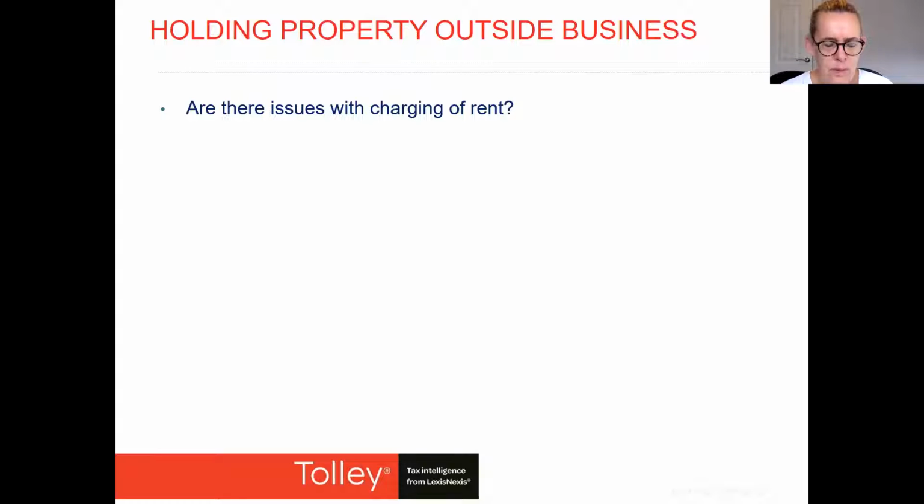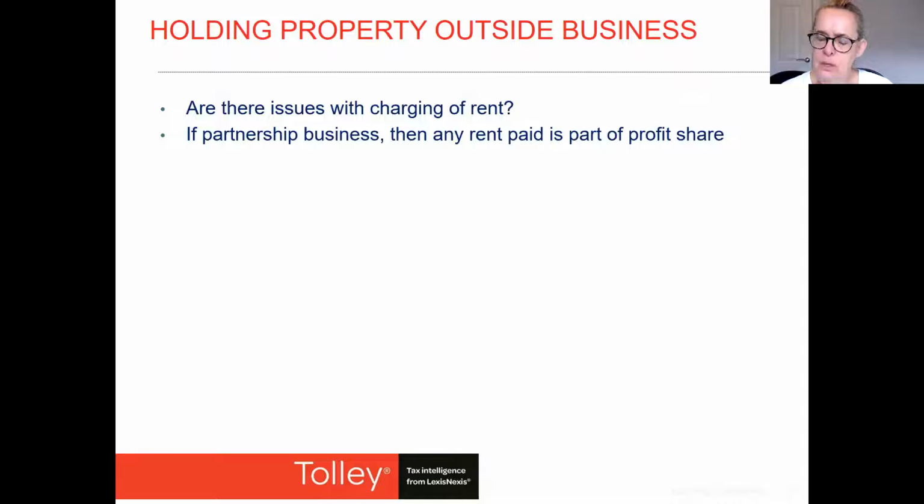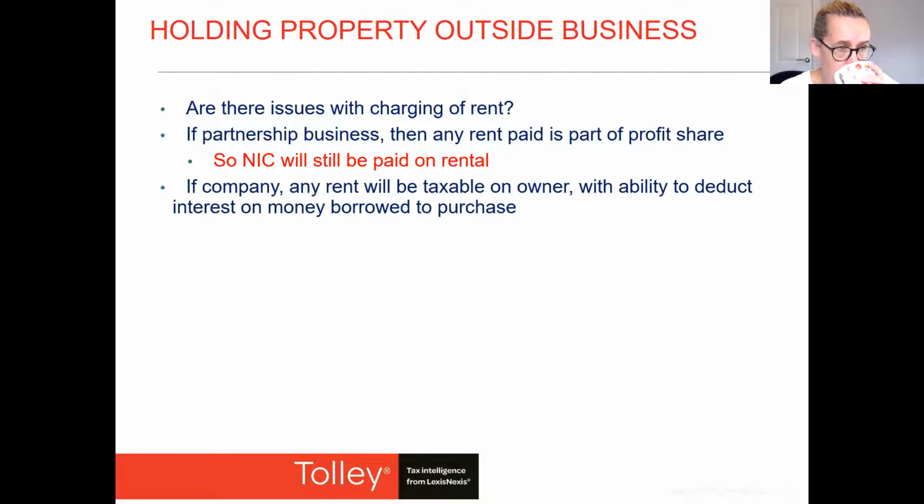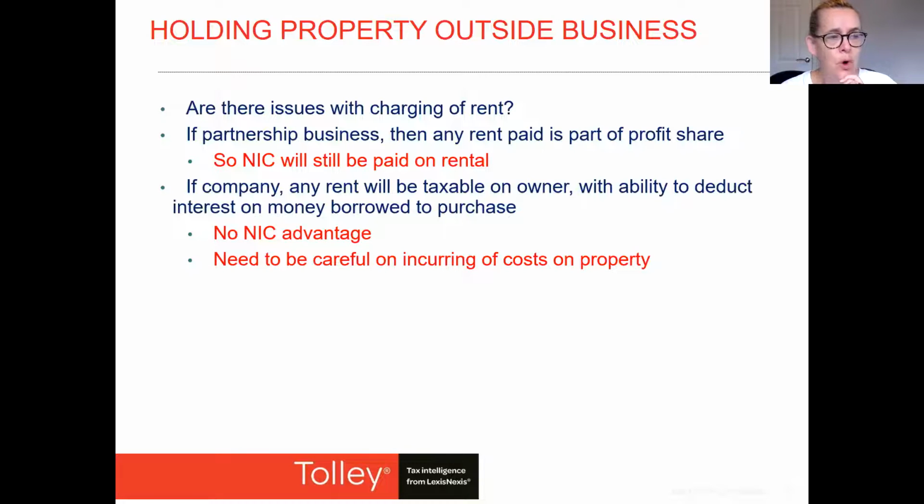If you hold the property outside of the business, would you be okay to charge rent? If you are holding the property personally and you've got a mortgage on it, you will probably want to think about charging rent. If it's a partnership and you're holding property outside of the partnership, you need to be a bit careful because the rent will form part of the profit share. So you would still get class 4 national insurance contributions on the rental income. If it's a company, you can pay rent to the owner. I was just slightly puzzled by that comment on the slide, which says there's no NIC advantage. I think what I mean is there is an advantage, because you will pay no NIC on extracting money from the company.